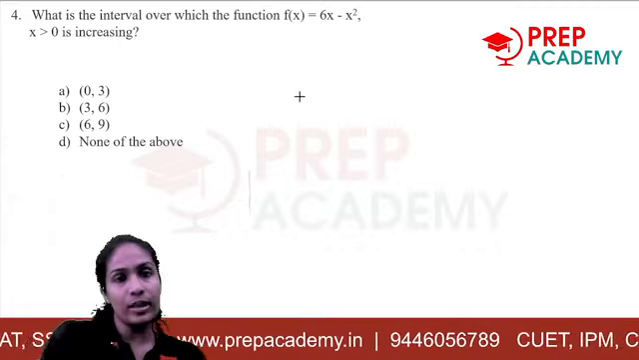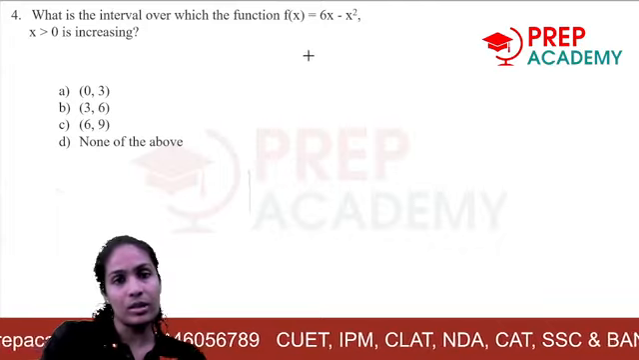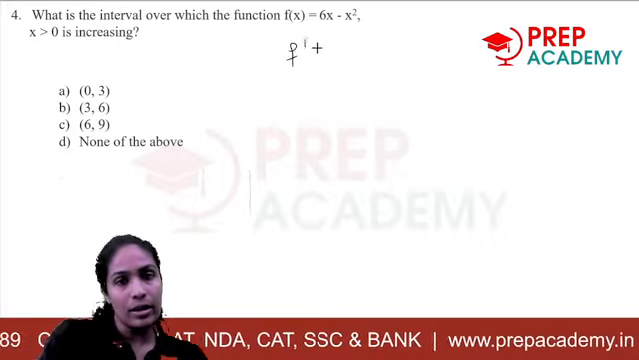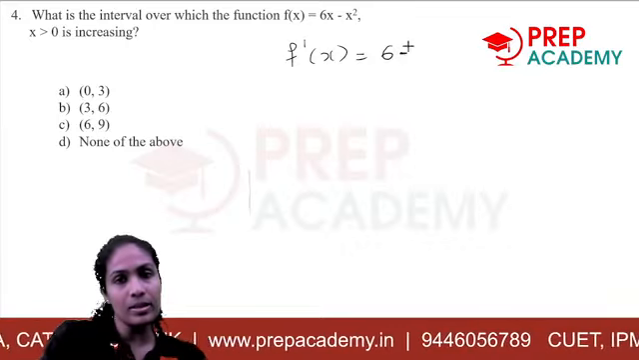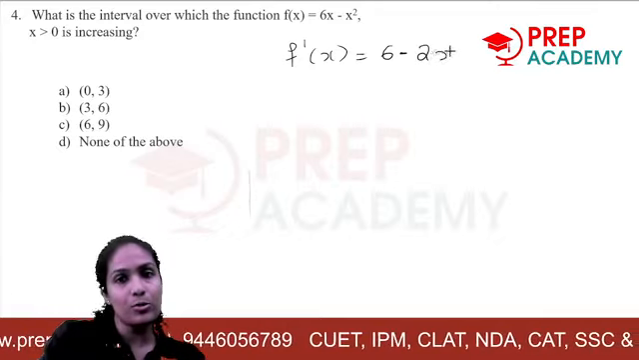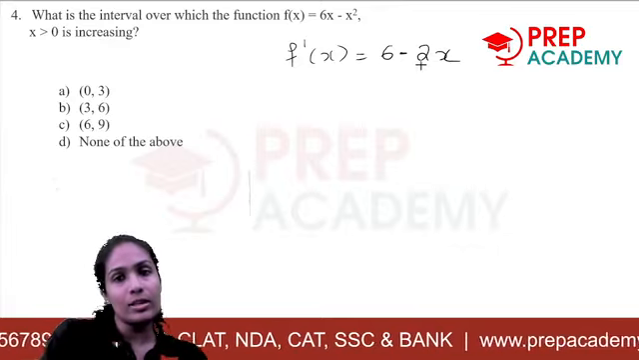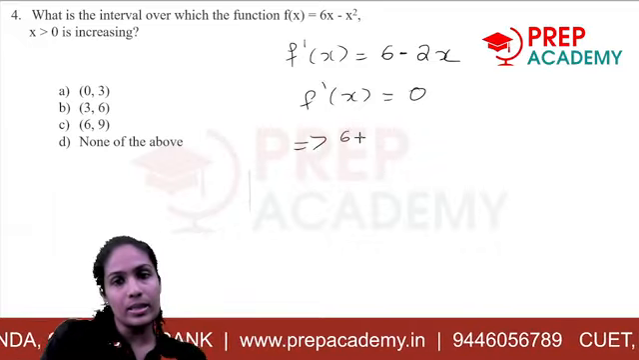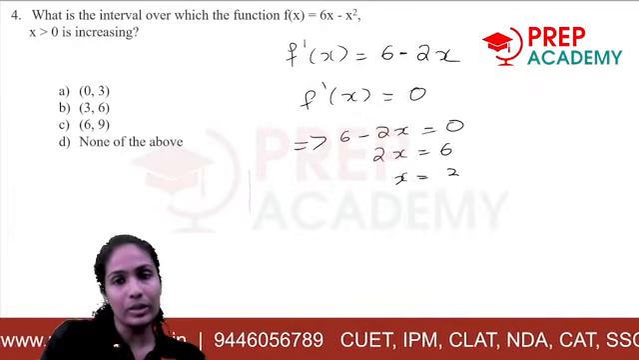Here the question is to find the interval over which the function is increasing. We know that to check whether the function is increasing or decreasing, we have to find the first derivative. So the first derivative is f dash of x is equal to 6 minus 2x, since the derivative of 6x is 6 and the derivative of x square is 2x. To find the critical point, we equate this first derivative to 0, that is f dash of x is equal to 0, which implies 6 minus 2x is equal to 0, or 2x is equal to 6, or x equal to 3.